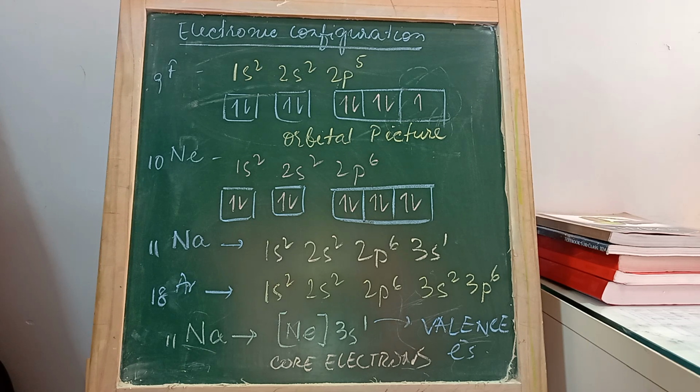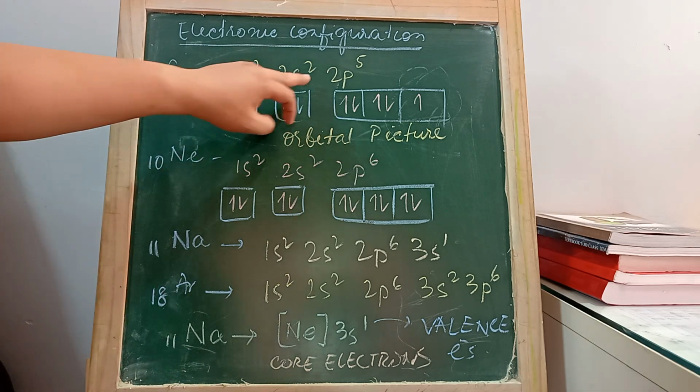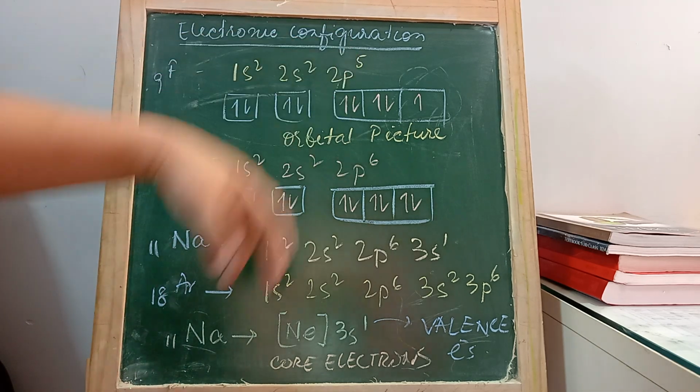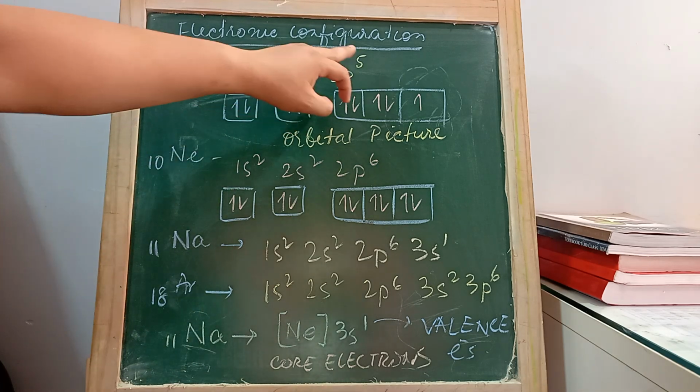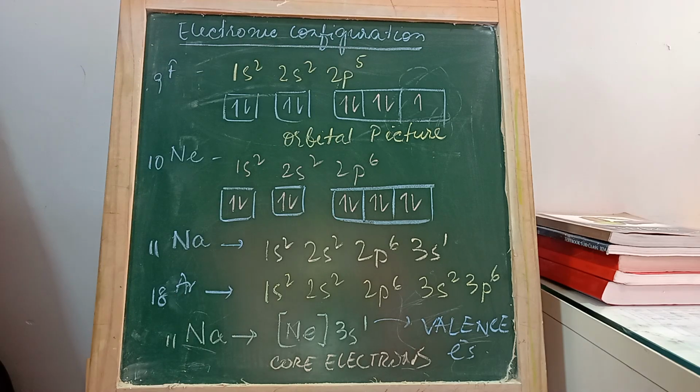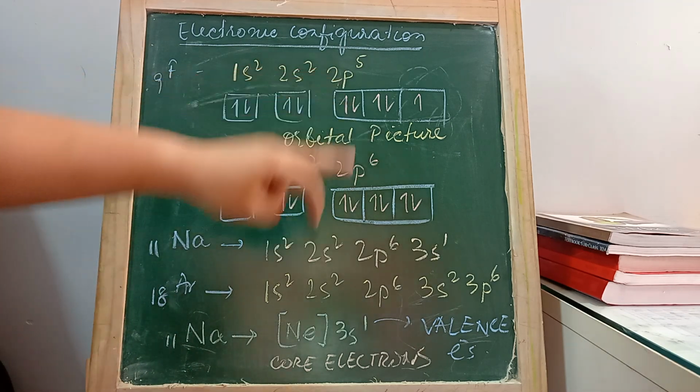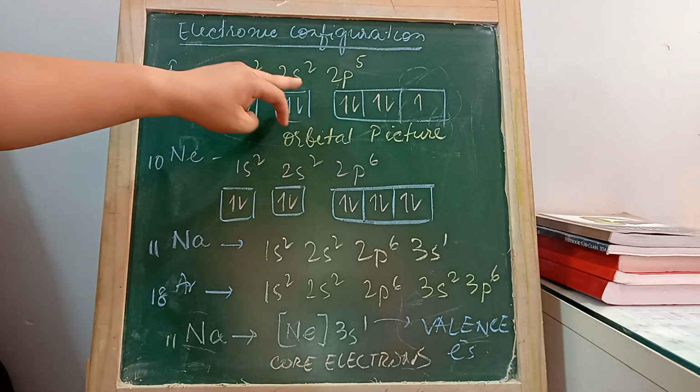possible in an s subshell, so there will be 2, 2, 4, and the remaining 5 electrons, since 2 plus 2 is 4, and 4 plus 5 is 9, will be in the 2p subshell. So this is the electronic configuration of fluorine: 1s2, 2s2, 2p5.